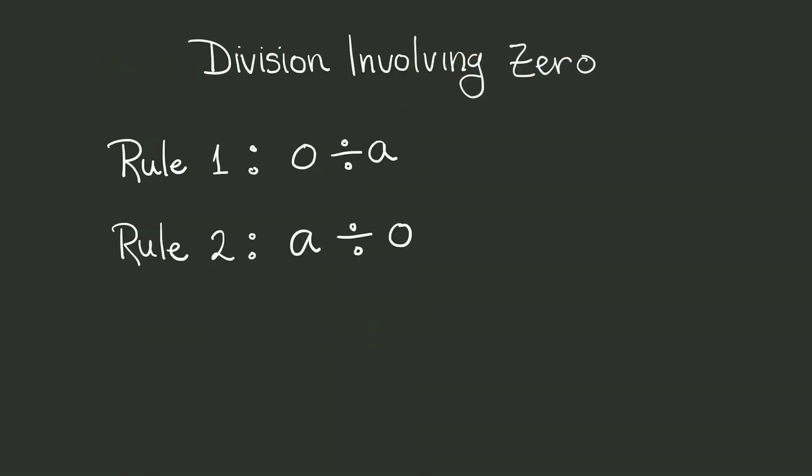There's one number we have to watch out for when we're dividing, and that's the number 0. If you take 0 divided by a, that's fine. You're just going to get 0 as long as a is not equal to 0. However, if you take a divided by 0, that is always going to be undefined.